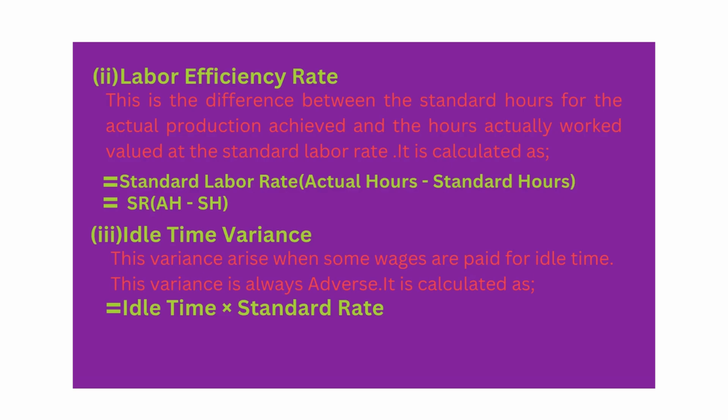Idle time variance is calculated as idle time multiplied by standard rate. Let's start with the material variances. Material cost variance is the difference between the standard material cost of the actual production volume and the actual cost of direct materials. This is the sum of the material price variance and the material usage variance. Let's have an example to calculate material cost variance.